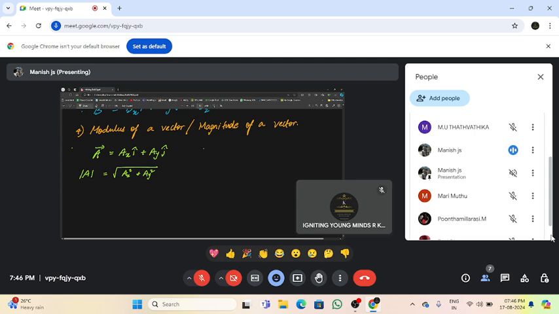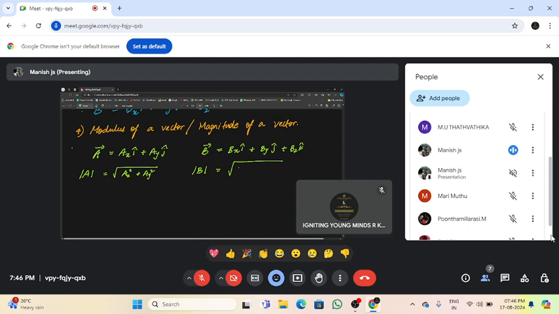Similarly, if you take another three-dimensional vector, say vector B is bx i plus by j plus bz k, then the modulus of B can be written as the square root of the sum of the squares of the components. You can see I'm writing the square root of the sum of the squares of each and every component of i, j and k. That's what we are doing. So that will fetch us the modulus of any particular vector.